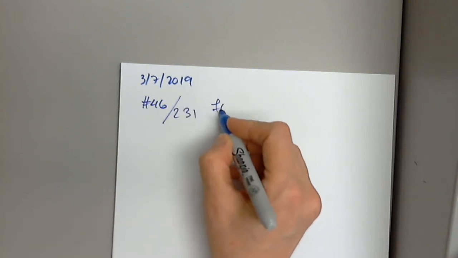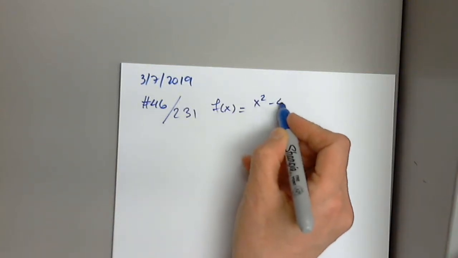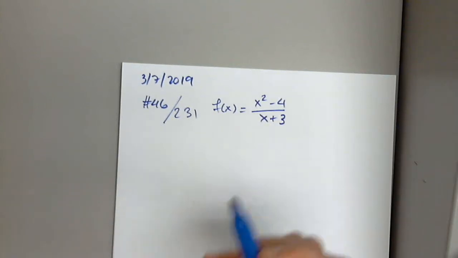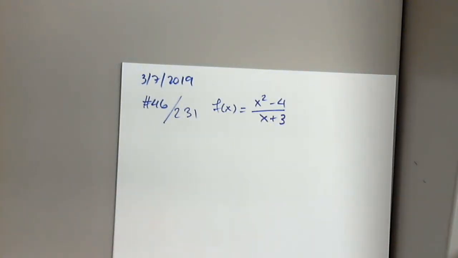231. So we have f of x equals x squared minus 4 divided by x plus 3. We're asked to do the whole thing, everything, and graph this function. So the question is, how do I know that this function has a slant asymptote? So I'm going to write this for you.